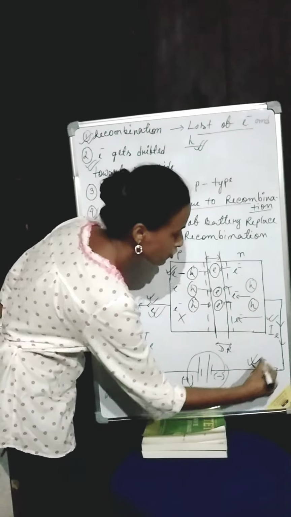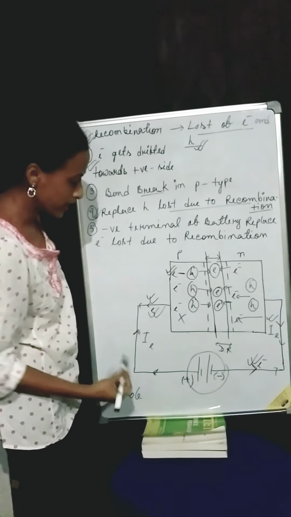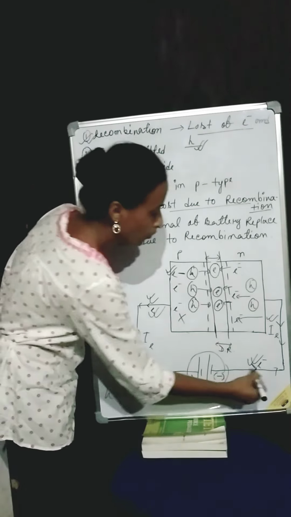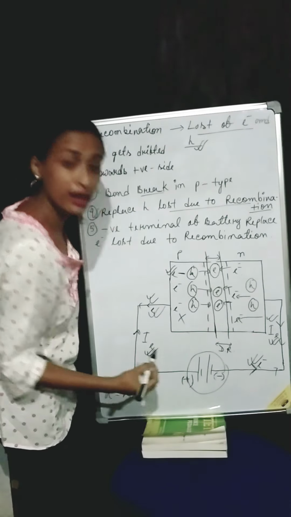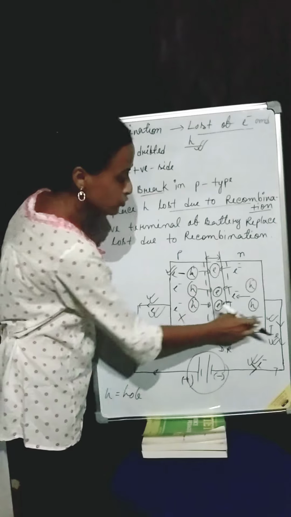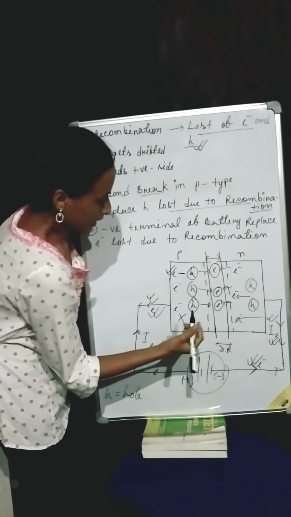Okay now see here, in this external wire there is always a movement of electron only, that's why in the external wires we will get only electronic current.